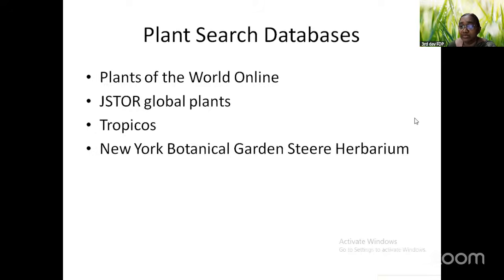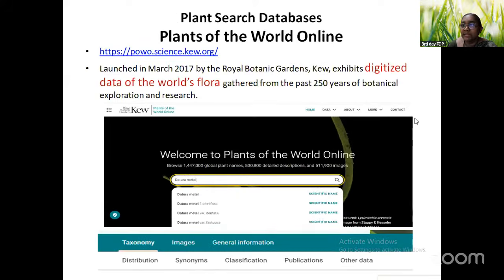If the botanists are not available in a nearby area, we can directly search in the databases: Plants of the World Online, JSTOR Global Plants, Tropicos, and the New York Botanical Garden. Here I am sharing the web links and the home pages. This is digitized data across the world, compiled from the past 250 years of botanical explorations and research.